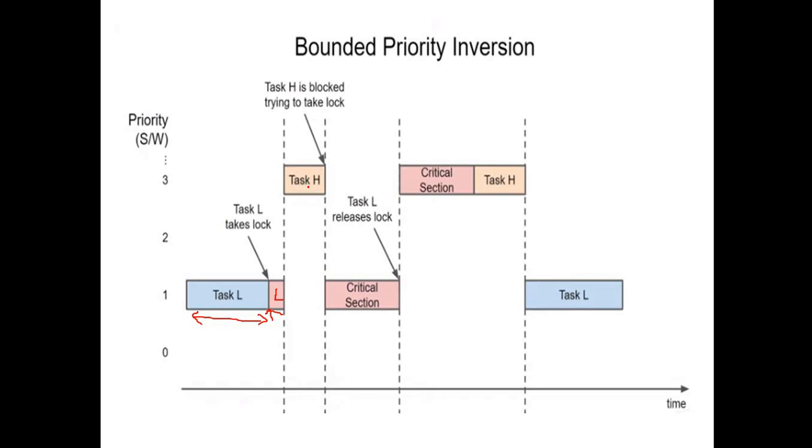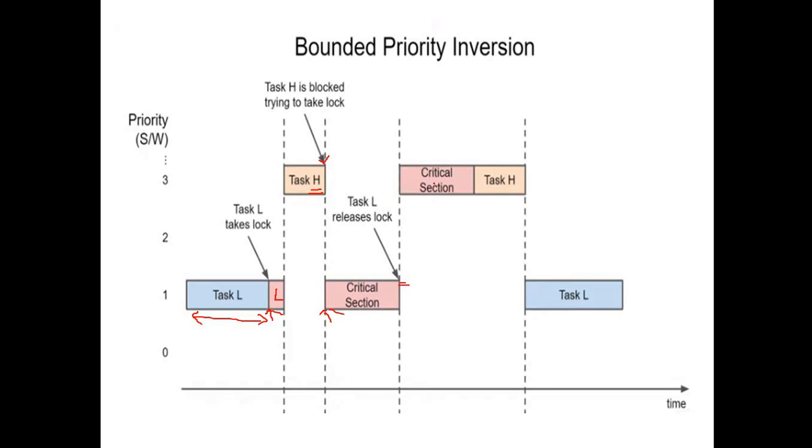But when H tries to acquire the lock for the resource, it fails because the lock of the resource is held by the task L. So therefore, H fails to acquire the lock. So therefore, it enters into the waiting state and task L will continue its critical section execution. Then after completion, it releases the lock.